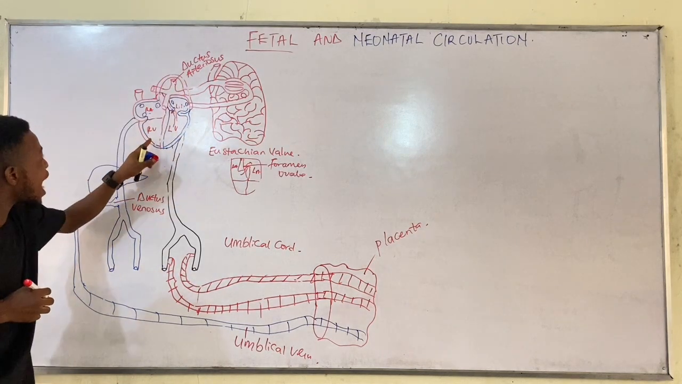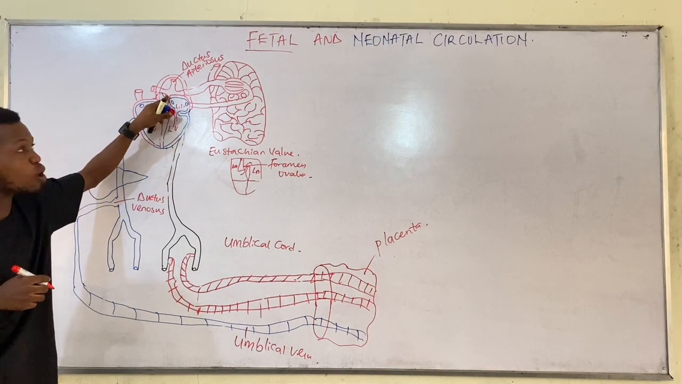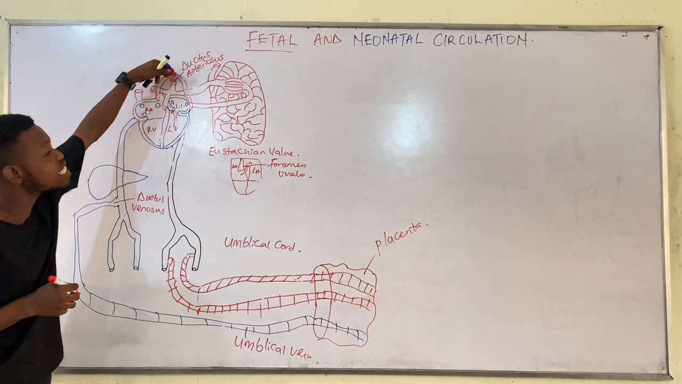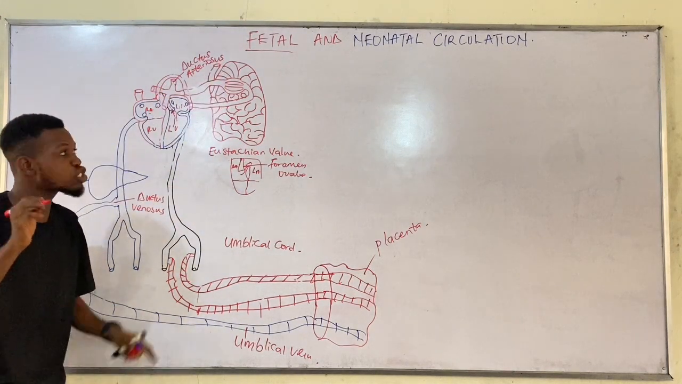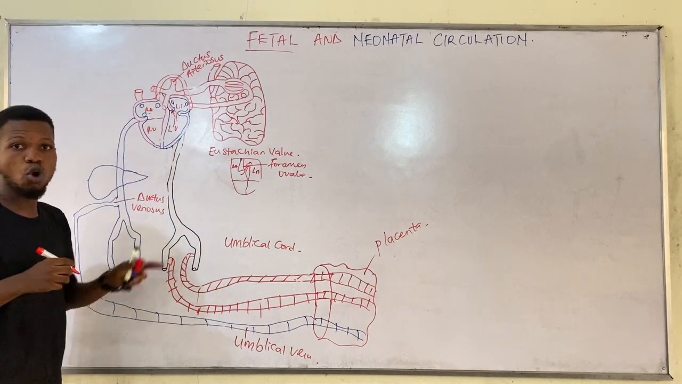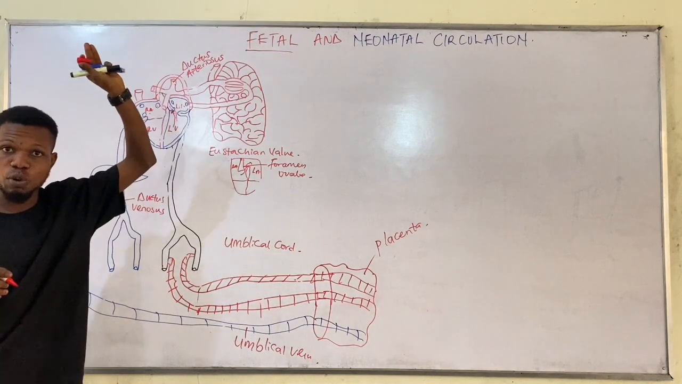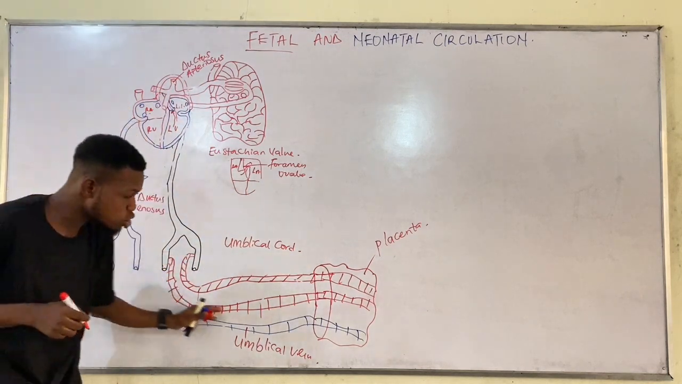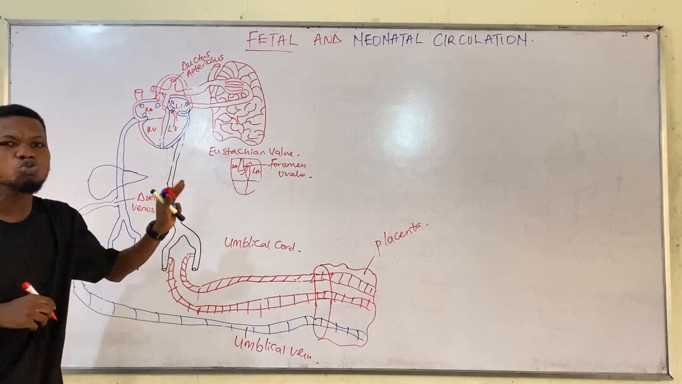So any blood that enters into the right ventricle goes into the pulmonary trunk. Then from the pulmonary trunk, it goes into the what? Aorta, by passing through the what? Ductus arteriosus. Why? Because the ductus arteriosus connects the pulmonary trunk to the aorta. So when it goes into the aorta, the oxygenated blood also goes to other parts of the body, and when it becomes used up, it goes back into the placenta for the purpose of oxygenation. So that's what I want you to know about what?